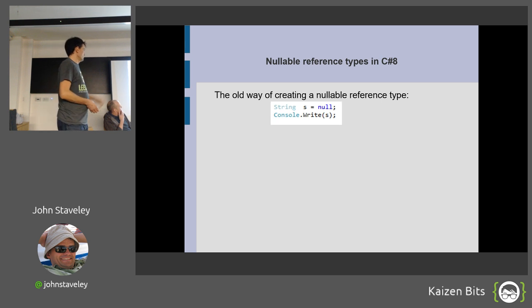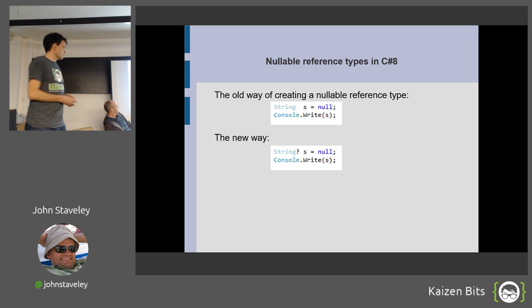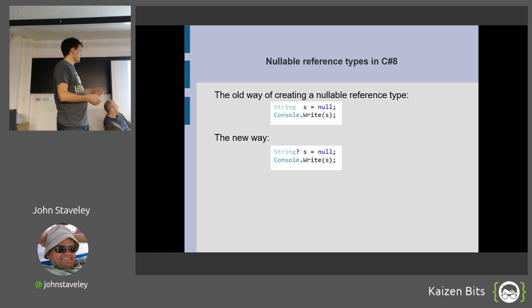So string s equals null. So we're quite used to the fact that s can be nullable or not null. And then we've got the new way. So now in C# 8 you will have to actually declare that string as nullable.